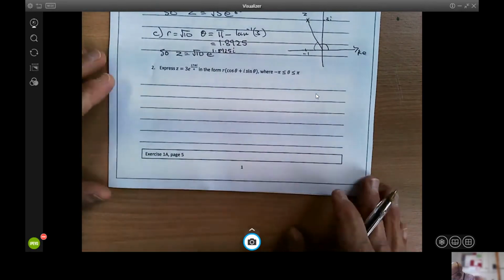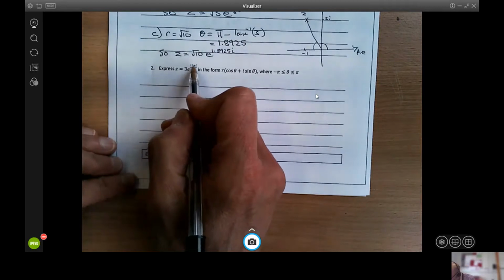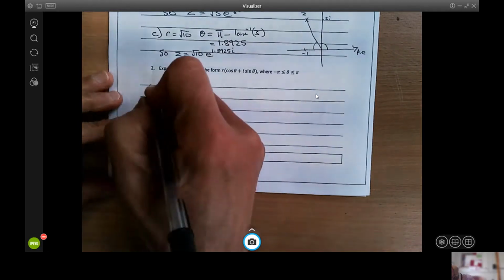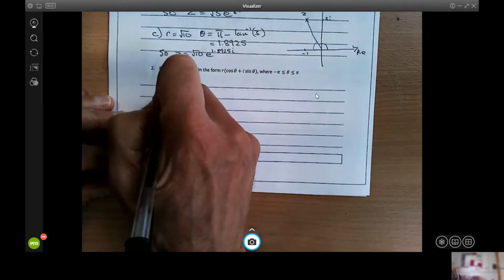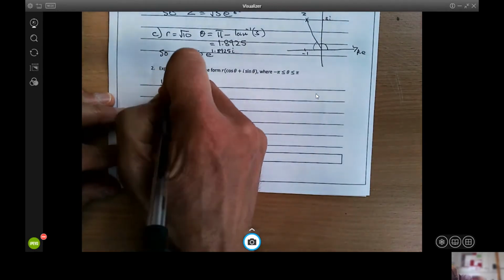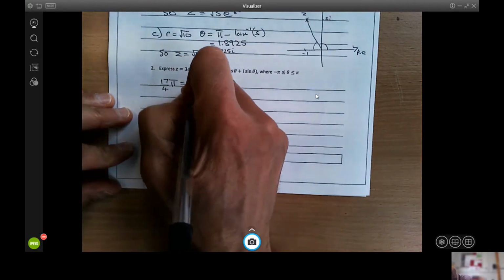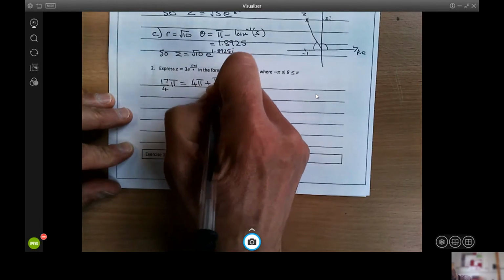Question number 2, express z is equal to 3 e to the 17 over 4 pi i in the form r (cos theta plus i sine theta). Well, what we're going to do here is we're going to say 17 over 4 pi is equal to 4 pi plus pi over 4.